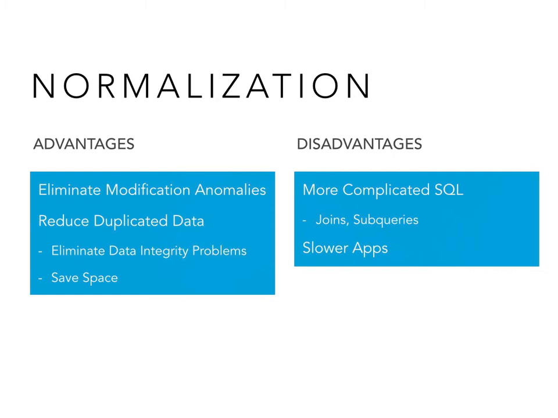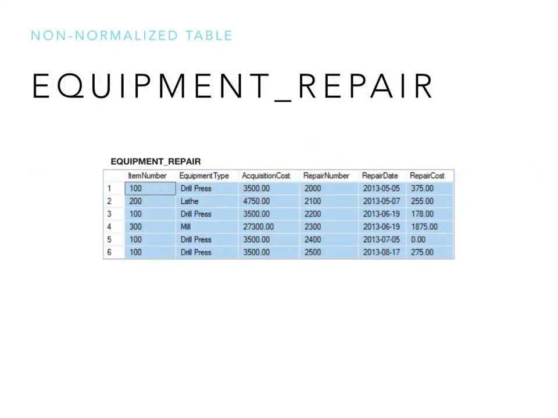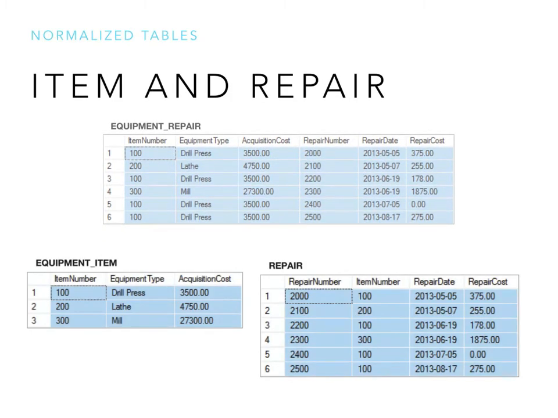So here's his example. We've got this non-normalized table, equipment repair. You see it's got information about items, and it also has information about repairs done to those items. So if we wanted to normalize that, we would separate it out into an items table and a repair table. And they're linked together on the item number, foreign key, primary key. Does that make sense?